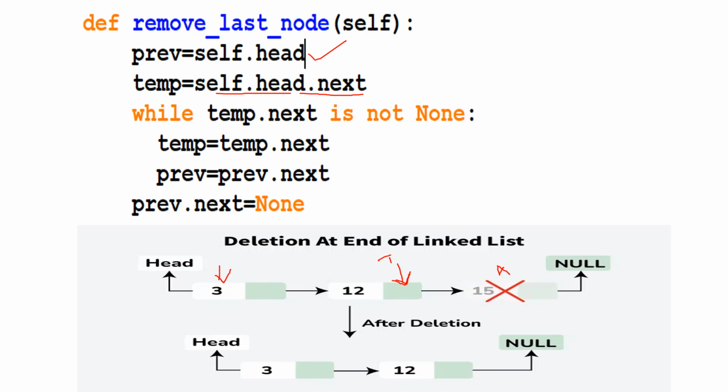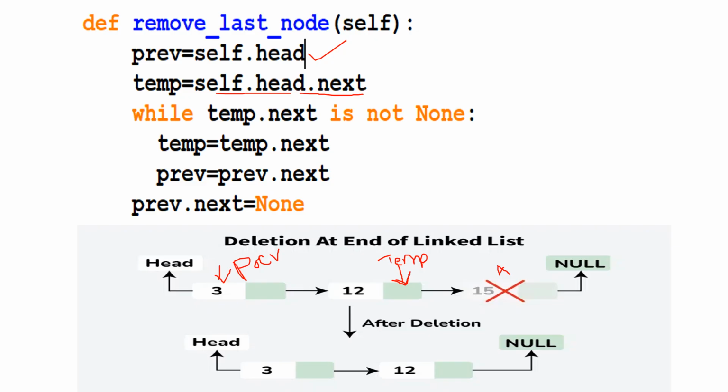Now the previous is here. Okay, now temp is here. Now the previous is here. Now while temp next is not none. Anyway, temp next is not none, right? Then temp will be incremented by 1. So similarly, previous is equivalent to previous next.